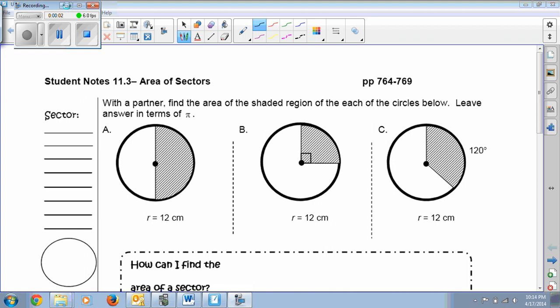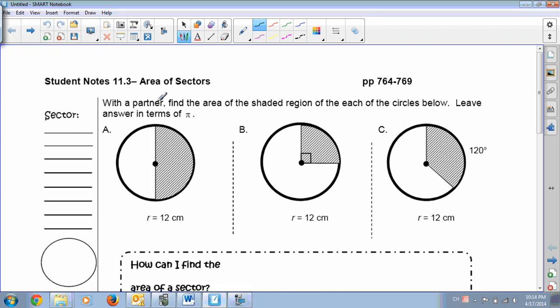Okay guys, this is Student Notes 11.3, Area of Sectors. Before we can find an area of a sector, you have to know what a sector is. It's really simple. A sector, I'm going to write it right here, the definition.